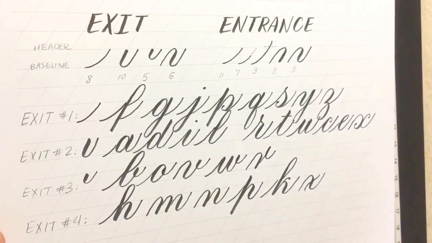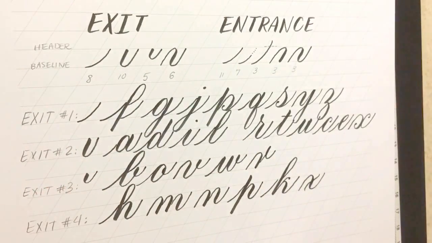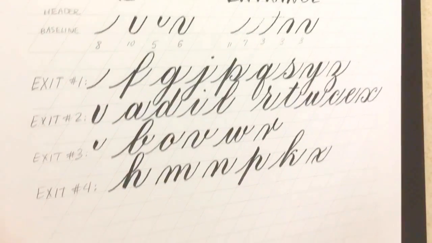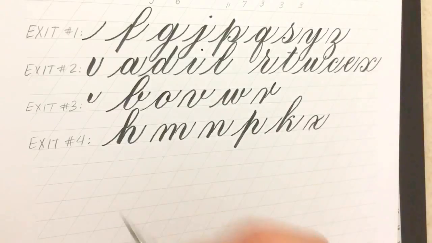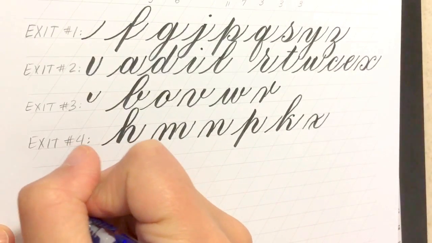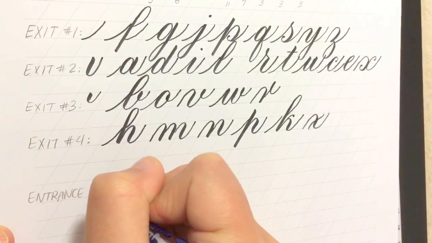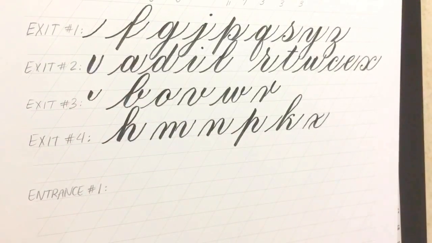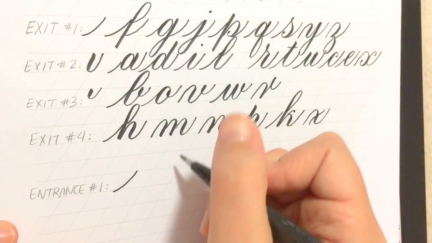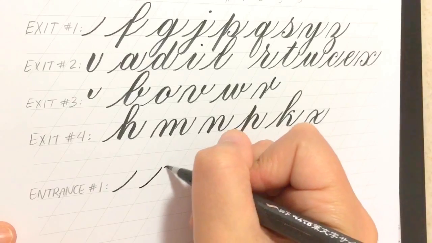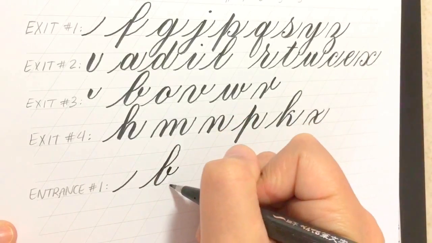So these are all the letters grouped by their exit stroke. Okay, next I'm going to show all the letters with their entrance strokes. So the first one is just the basic entrance stroke. And that goes from the baseline all the way up to the header line.